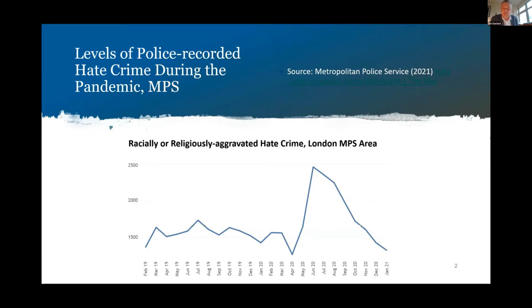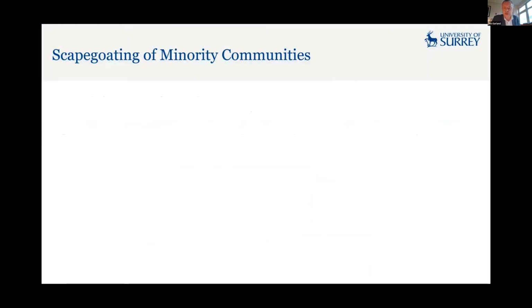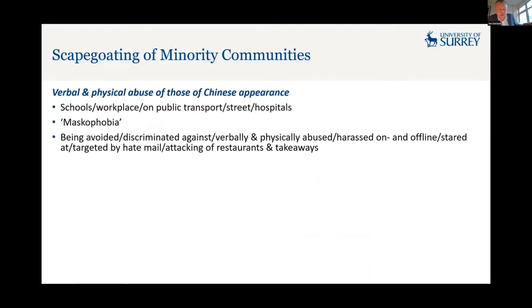So it wasn't something that just happened in London. Nationally, racially and religiously aggravated offences or incidents were up 34% for that time period in June 20 compared to June 19. So there's obviously something of concern going on there, something a little bit alarming. What is it about this time period that may have caused those sorts of effects?